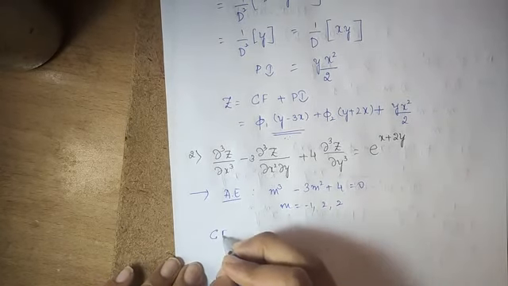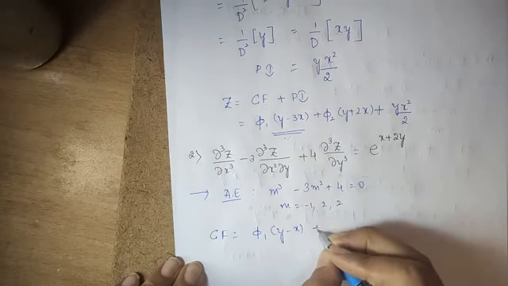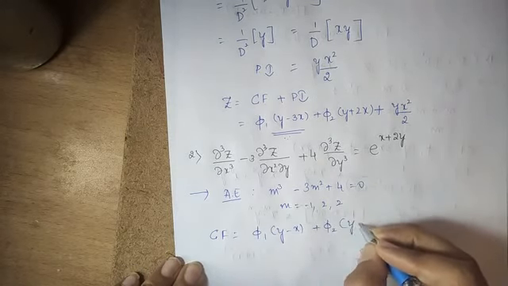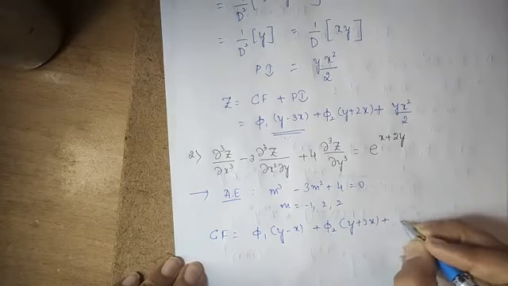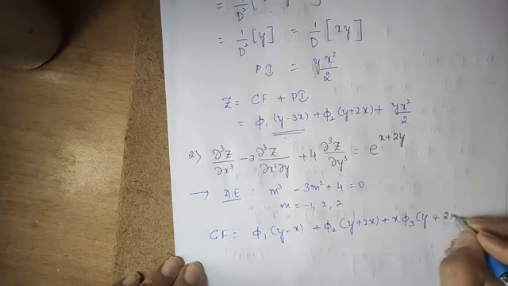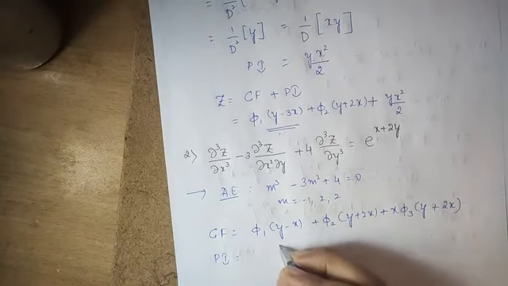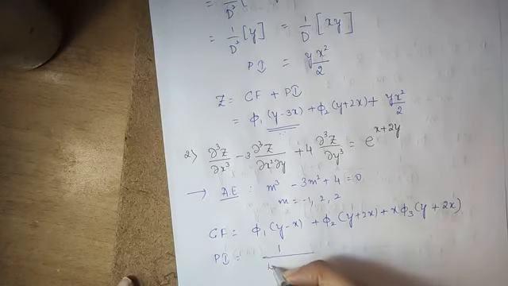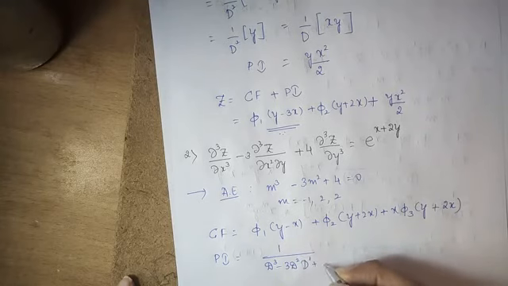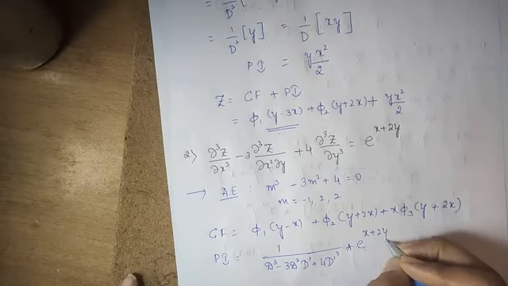So complementary function is equal to phi 1 of y minus x plus phi 2 of y plus 2x plus x into phi 3 of y plus 2x. Okay, so now let us find out the particular integral, that is 1 over D cube minus 3D square D dash plus 4D dash cube into e power x plus 2y.